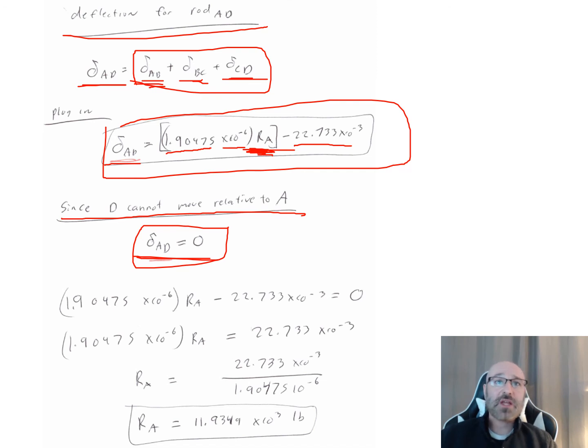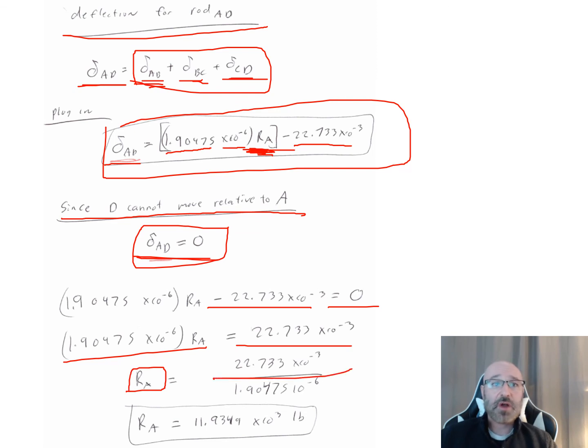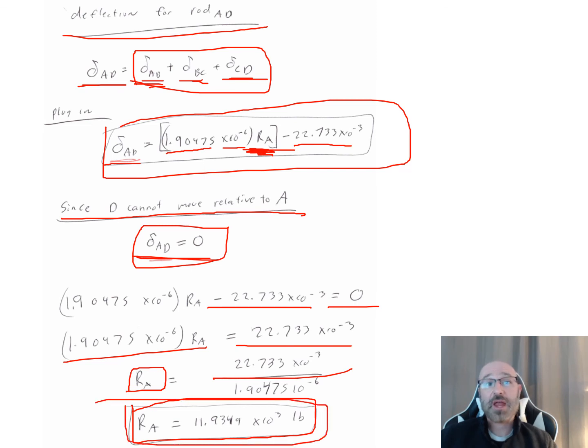So we can rearrange this a little bit, and we can say, okay, let's set this equal to 0 first. Then we can move our negative 22 over to the other side. Then we can divide through by our 1.90475 times 10 to the negative 6, leaving RA alone by itself. Do our math here, and our RA is equal to 11.9349 times 10 to the 3rd pounds. So that's one of the things it asks us to solve for, our reaction force at the support at A. So our RA is equal to this value now.